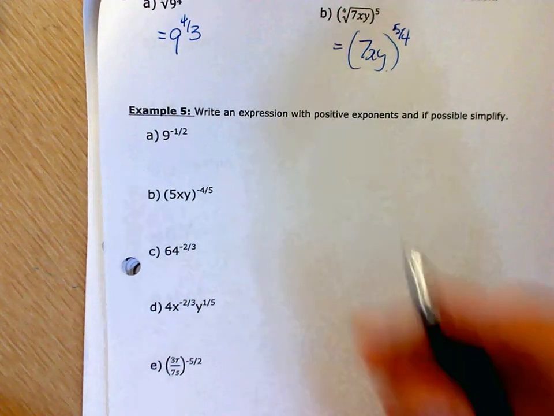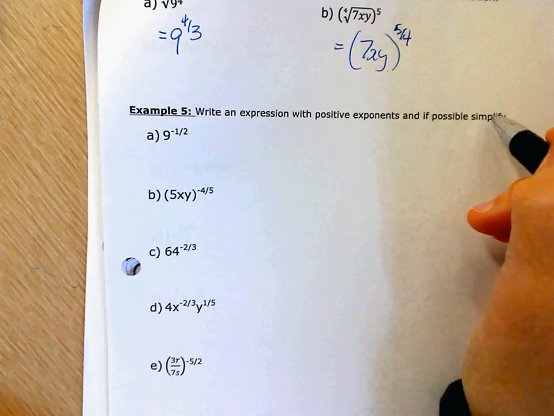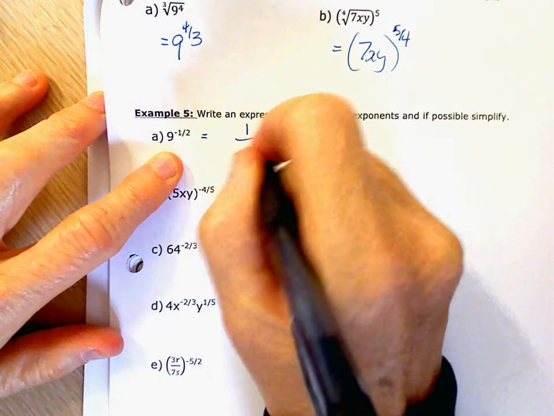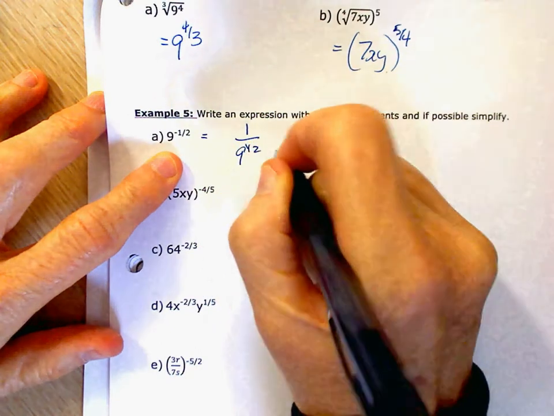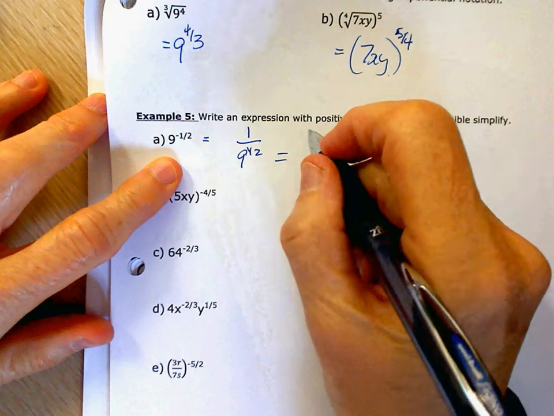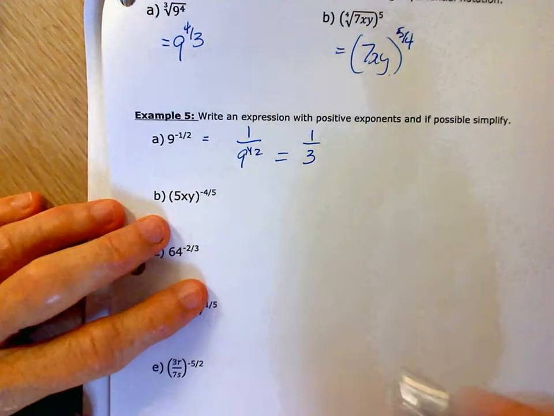Write an expression with positive exponents, and if possible, simplify. So it's 1 over 9 to the half. Do you know that that's the square root of 9, so that equals 1 over 3. What about this guy?